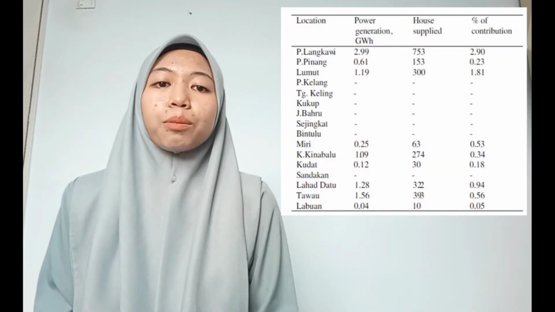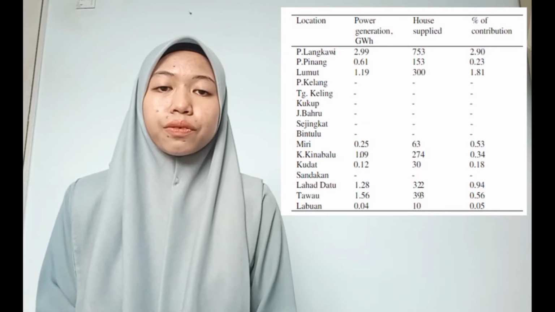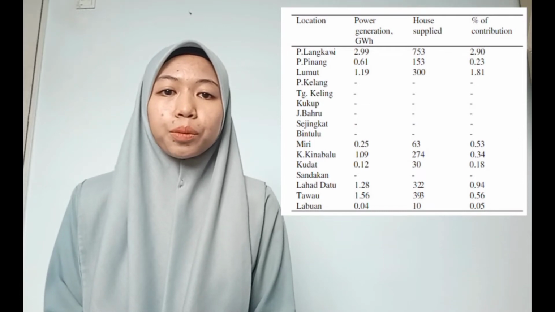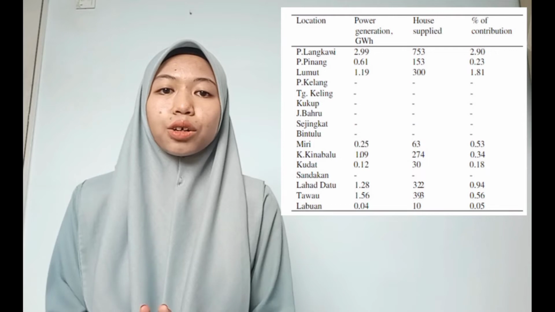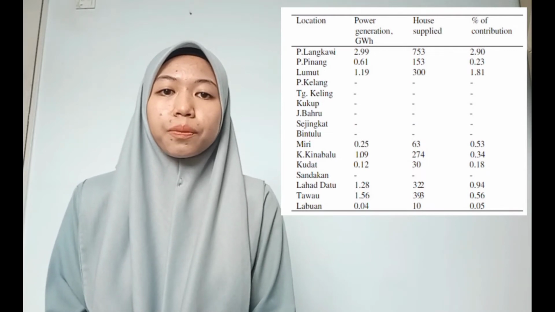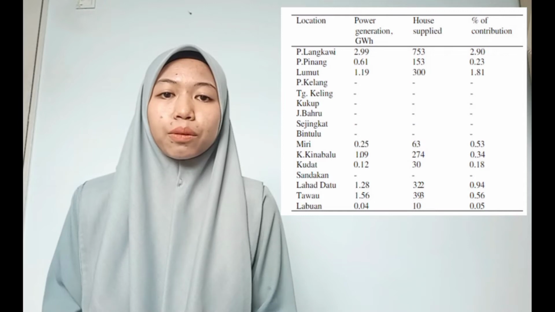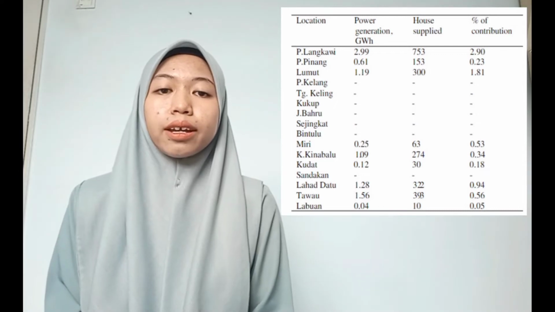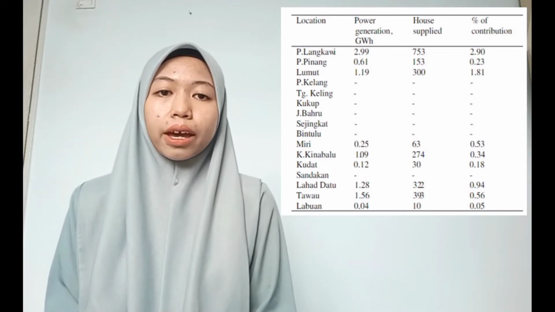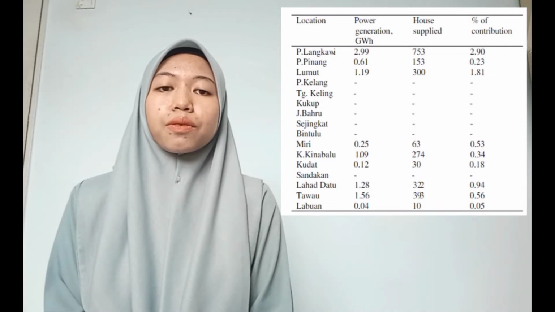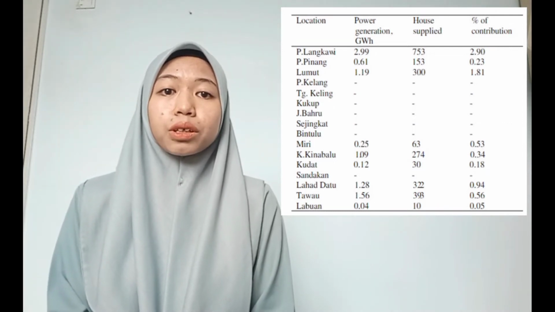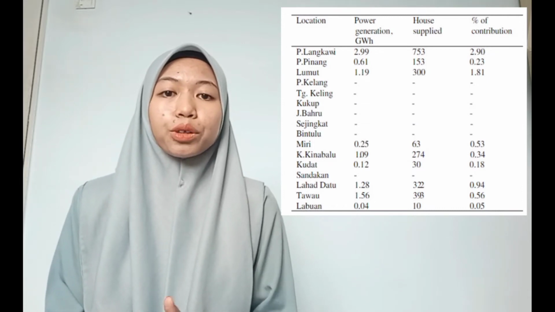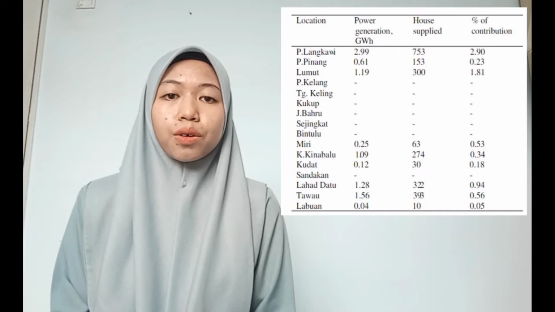As you can see, Labuan has the lowest output power generation with 0.04 gigawatt-hours of power generated, only 10 houses supplied by the output power generated, and a contribution percentage of 0.05%. Pulau Langkawi has the highest power generation and percentage of contribution, with an output power generation of 2.99 gigawatt-hours and the ability to supply 753 houses, with a 2.90% contribution from the total number of households in that area. This is followed by Lahad Datu with 1.28 gigawatt-hours and 322 households supplied.